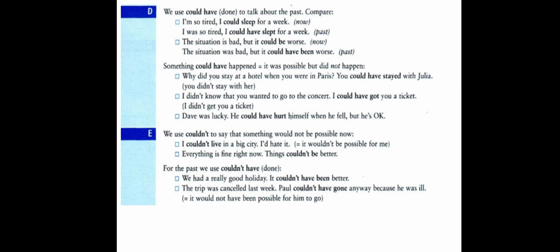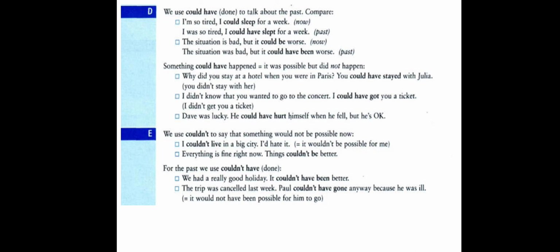Example number 3. Dave was lucky. And here "was" indicates past. So the possibility becomes in the past. So it becomes could have plus past participle. So the speaker says he could have hurt himself when he fell, but he is okay. That means the possibility did not happen. He is okay. He could have hurt himself. Could plus have plus past participle of hurt, which is hurt as well. So it becomes he could have hurt himself when he fell, but he is okay.